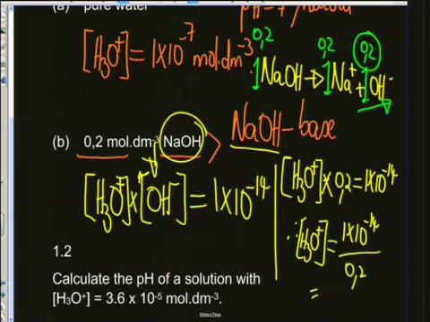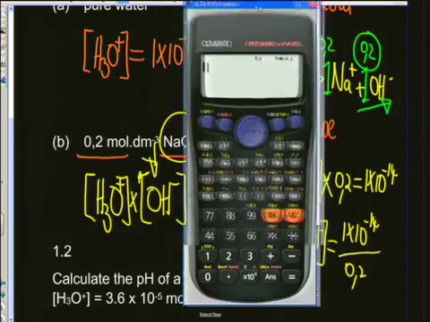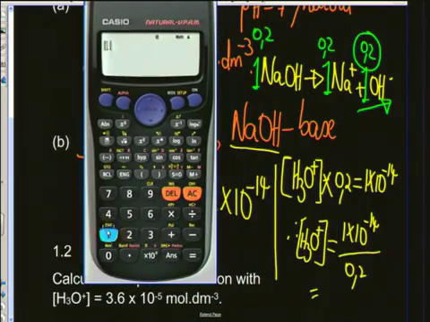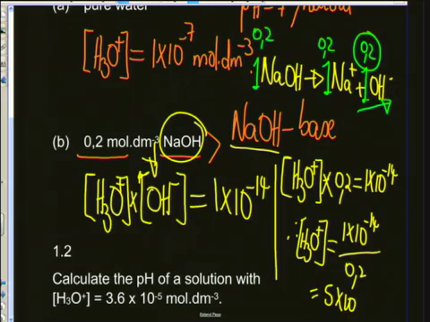You can use a calculator there. You don't have to crack your skull about that. So you pull your calculator and you say 1 by 10 to the power minus 14, you divide that by 0.2, and what do you get? You're getting 5 by 10 to the power minus 14. Now that's a very, very small number. 5 by 10 to the power minus 14. This is concentration, mole per cubic decimeter.